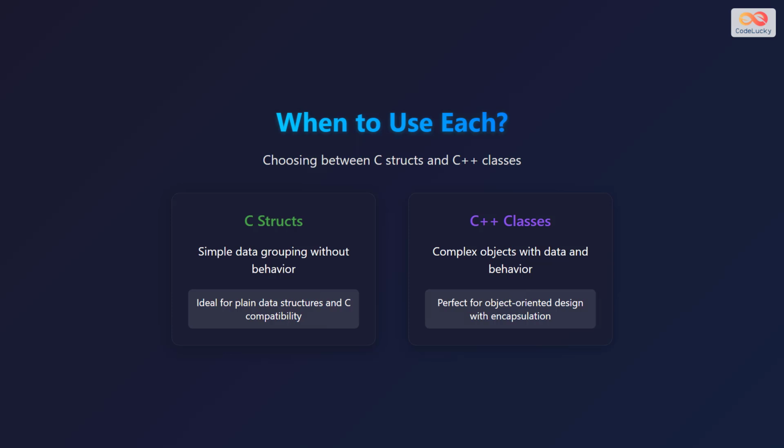Let's summarize when to use C structs and C++ classes. Use C structs for simple data grouping without behavior. Ideal for plain data structures and C compatibility. Use C++ classes for complex objects with data and behavior. Perfect for object-oriented design with encapsulation.